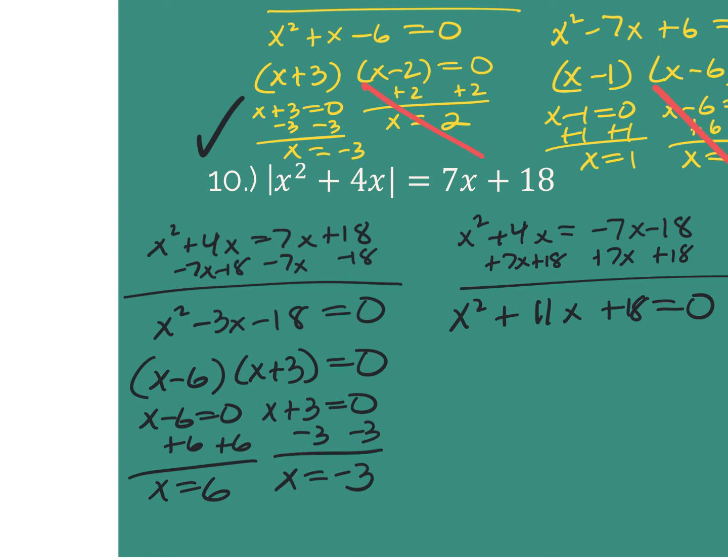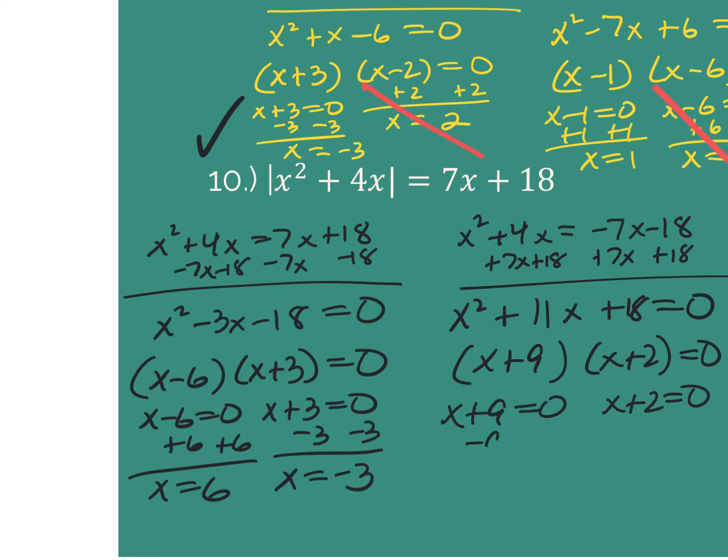Got to factor the other one. Factors of 18 that give me 11, and that's going to be 9 and 2, and they're both positive. Set each factor equal to 0. Subtract 9. X equals negative 9. X equals negative 2. I got to go back and check now. 4 checks.